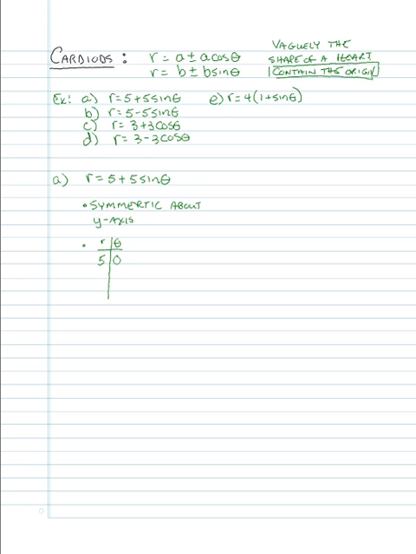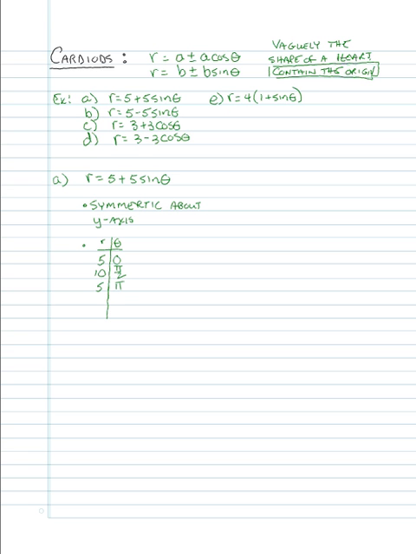Now let's let theta be equal to pi over 2. Okay, if theta is equal to pi over 2, of course the sine of pi over 2 is 1, and so r is actually equal to 5 plus 5 times 1, or 10. That's the biggest r will ever be. Let's let theta be equal to, how about pi next? Well, the sine of pi is 0, so r is 5 plus 5 times 0, which is, of course, just 5 once again.